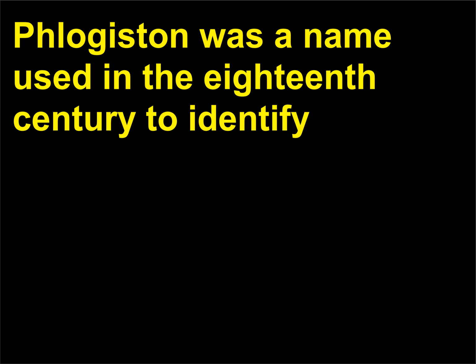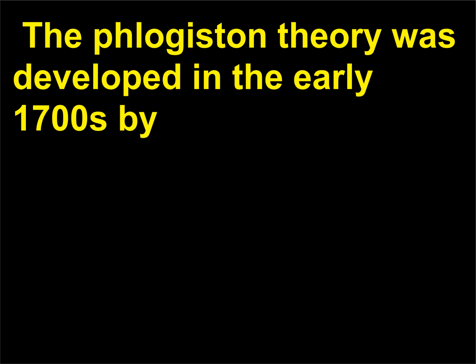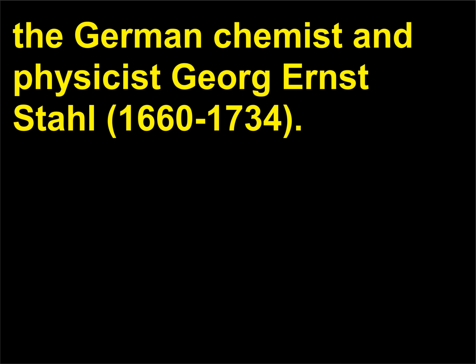Phlogiston was a name used in the 18th century to identify a supposed substance given off during the process of combustion. The phlogiston theory was developed in the early 1700s by the German chemist and physicist Georg Ernst Stahl, 1660 to 1734.